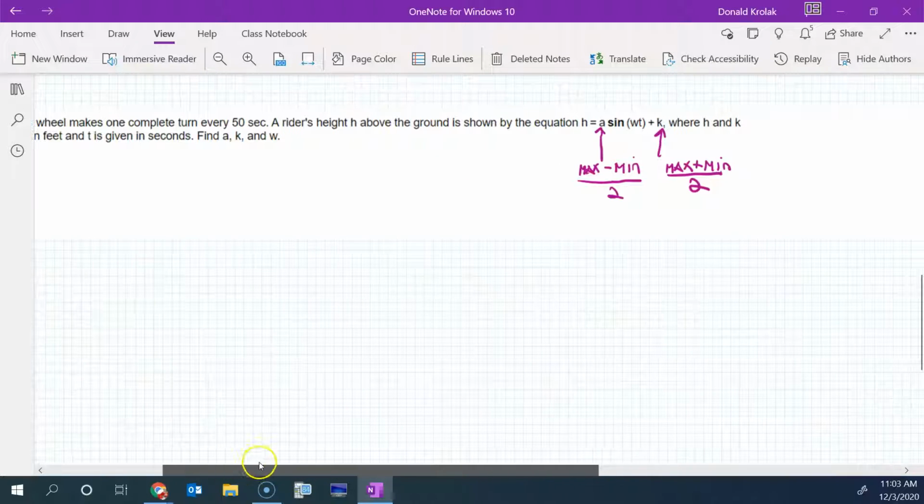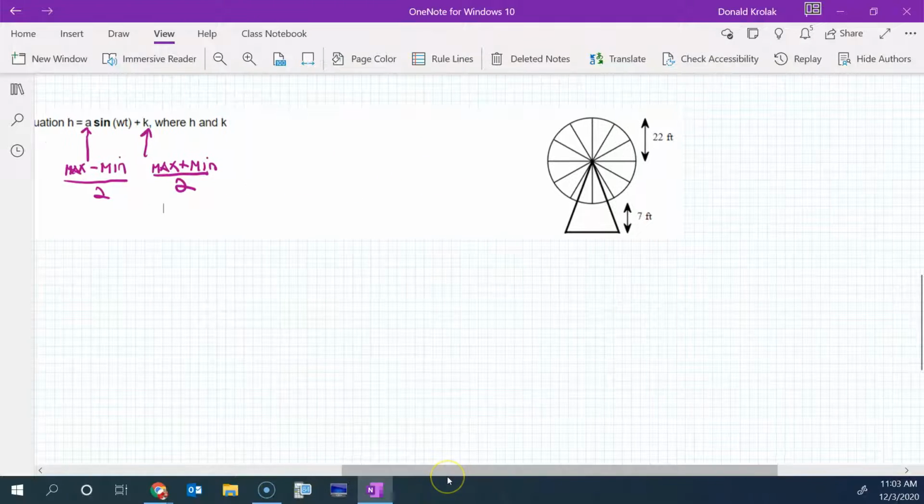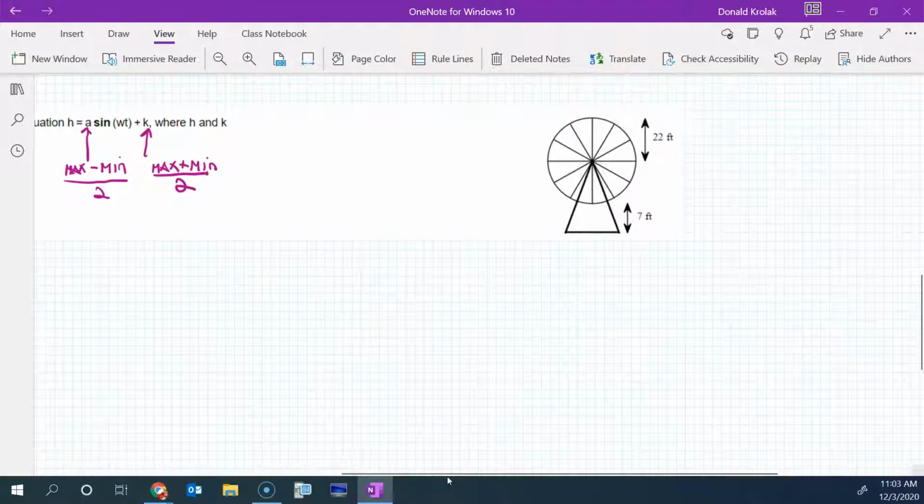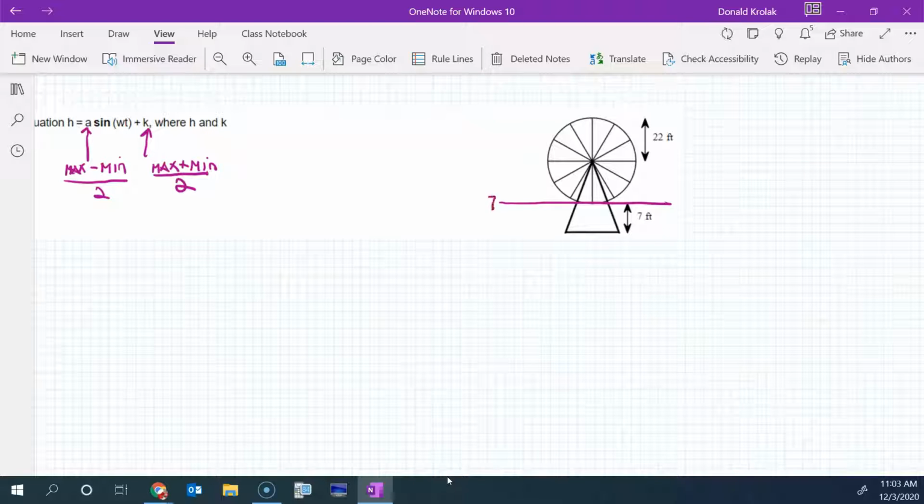All right, so to get that information, you just got to label your drawing here. Your minimum is the lowest point on the wheel. So we know our minimum's 7. Then your midline, and then your max. All right, so my radius is 22, so that means this is 22.